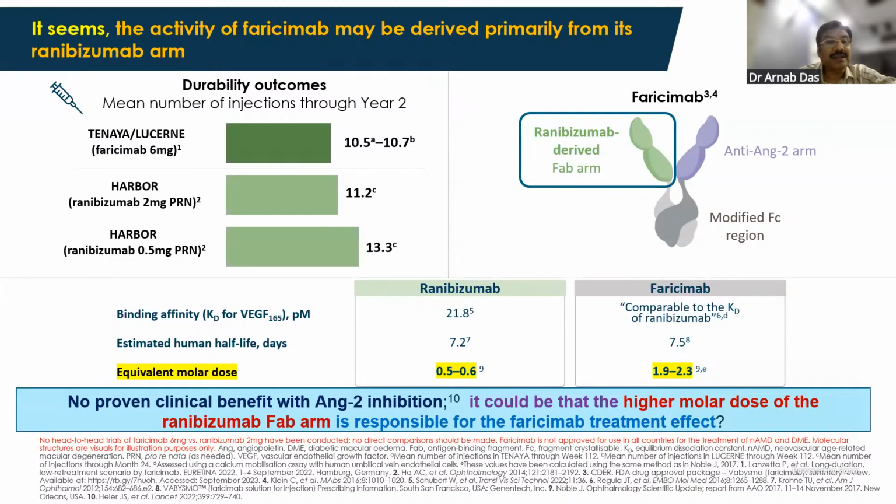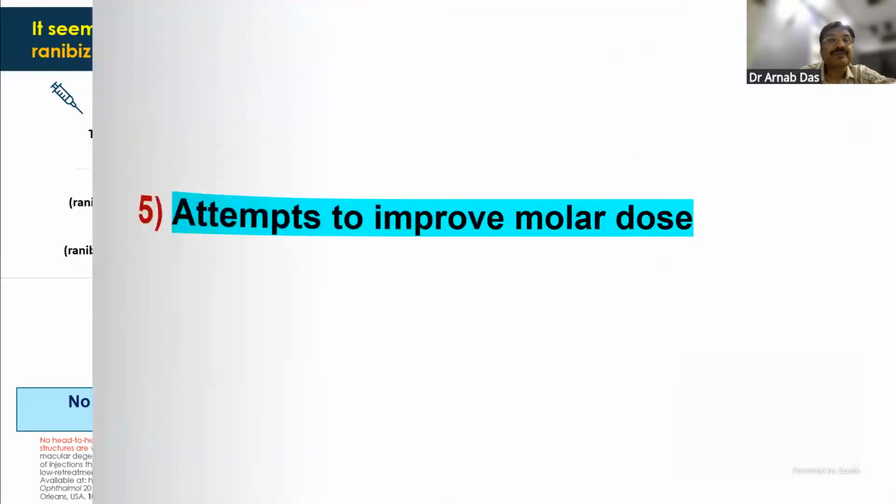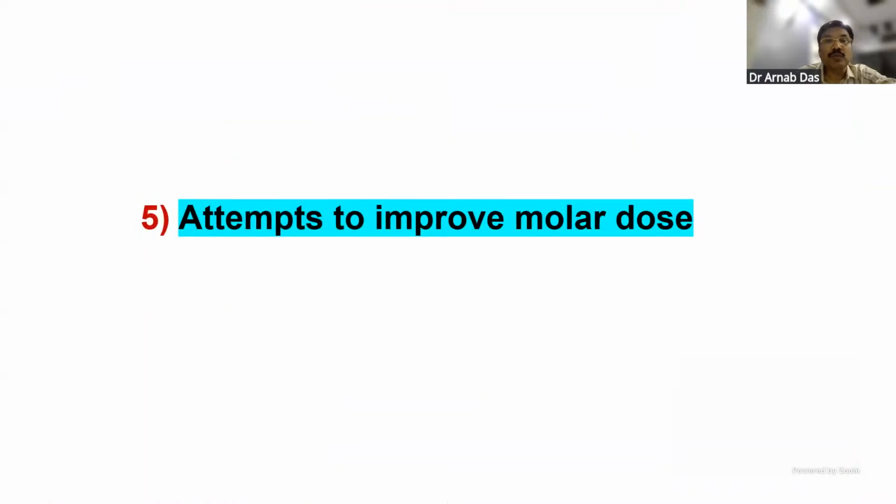It could be that the higher molar dose of the ranibizumab arm in faricimab is responsible for the kind of effect we see with faricimab. And maybe blocking of angiopoietin 2 with faricimab is not of that great importance. It's only because ranibizumab is in higher concentration in faricimab. That is why probably we get better results with faricimab than ranibizumab.